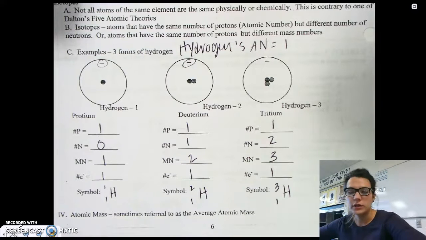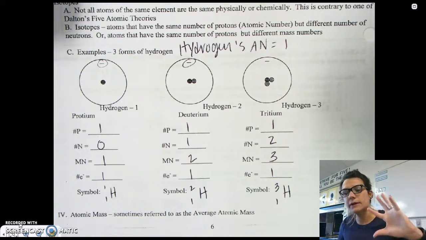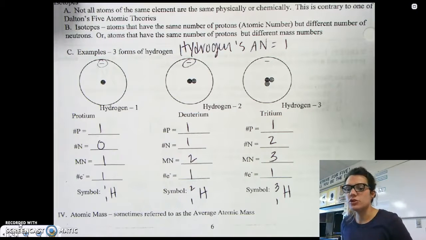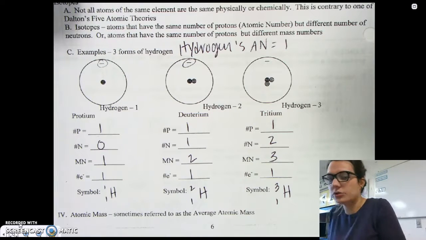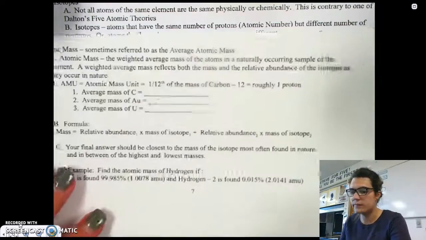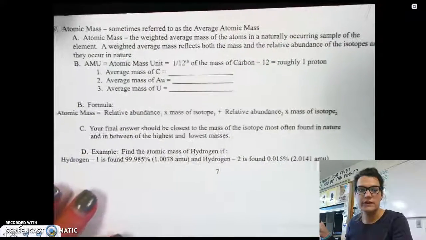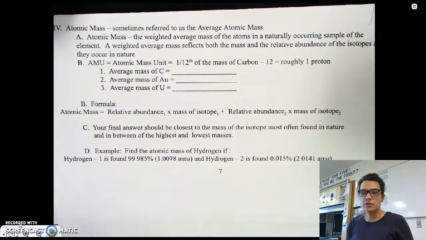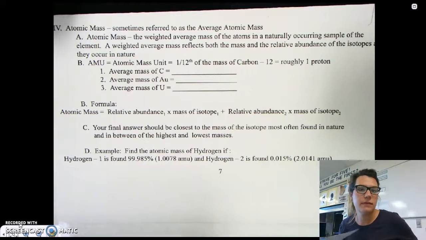Now, you've heard the term mass number. Mass number is specific to protons plus neutrons, okay? That's not the mass that we have on the periodic table, okay? The mass that we have on the periodic table is called the average atomic mass, or atomic mass. So for whatever reason, these notes didn't get put into your stuff here, so I'm going to kind of go rogue here, so it's important that you have this information, okay? So atomic mass, or sometimes referred to as average atomic mass, okay?